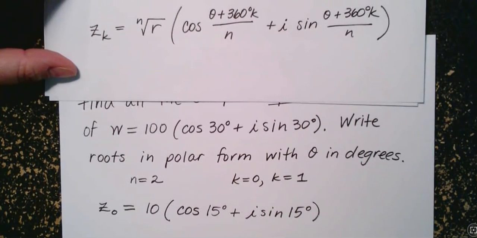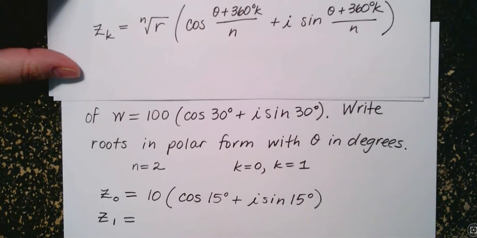So that's my z sub 0. But I have to do it for k is 0. This is for k is 0. And I also have to do it for k is 1. For square root, I'm going to have 2 answers. So now I go back and I do the same thing for z sub 1.